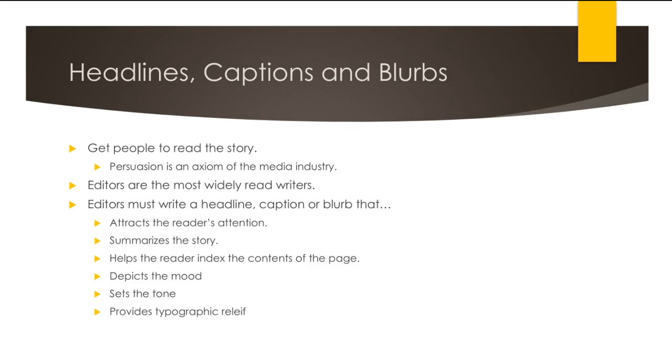Moving on, it's important to know what we do with headlines, captions, and blurbs, and what their purposes are to editors. Remember, our primary goal as an editor is to get people to read. An axiom of the media industry is that to persuade people to read newspapers, magazines, listen to the radio, watch television, surf the web, you must get their attention. Radio accomplishes this with sound. It does use editors to edit the copy that they read on the air, while television provides a compelling combination of sounds and pictures. However, print media and the internet rely primarily on still photographs and large type to accomplish what radio and television do by sound and sight.